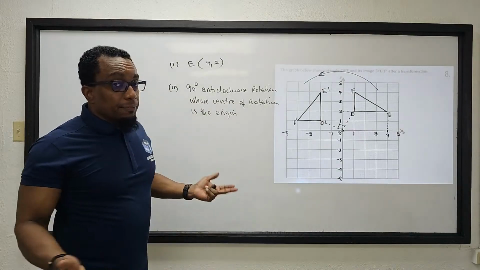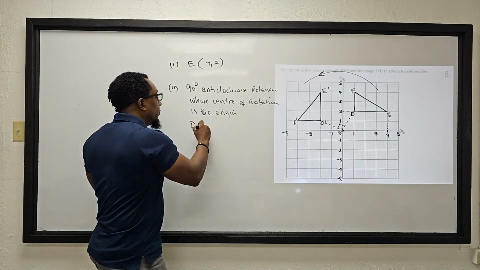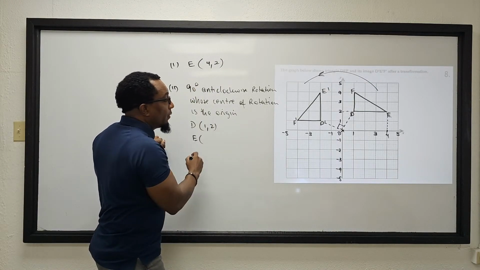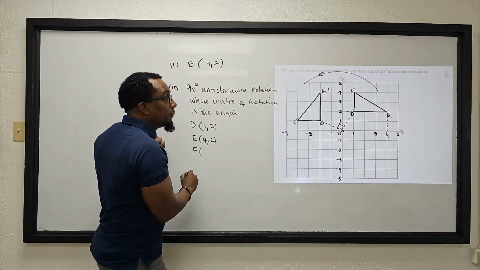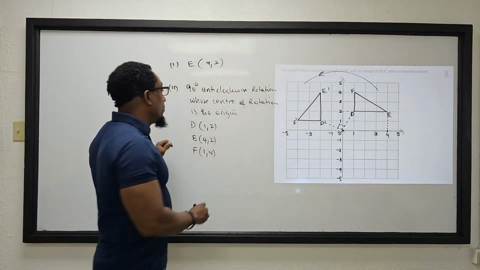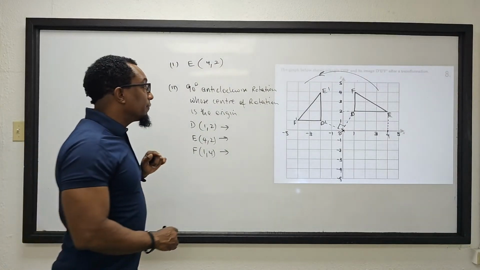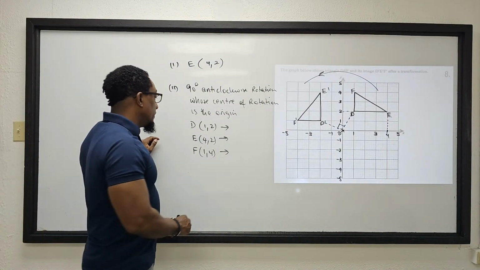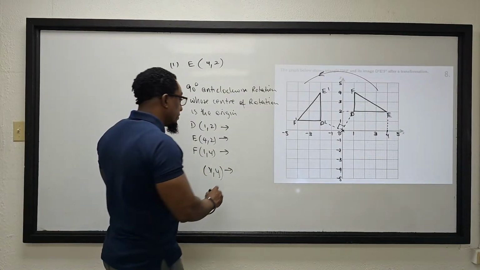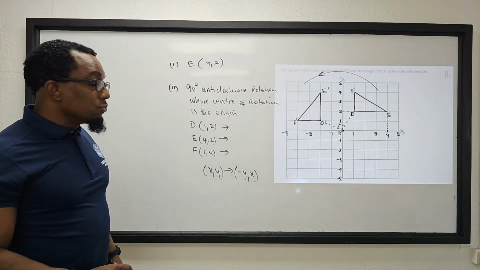Alright? And we can confirm it too using the rule. So we have D whose coordinates are (1, 2), E whose coordinates are (4, 2), and F whose coordinates are (1, 4). And let's use the rule to tell us something from D prime to E prime, F prime. The rule for a 90 degree rotation is, if it's (x, y), then that rule will simply be (negative y, x). So you want to ensure that you remember that rule, (negative y, x).